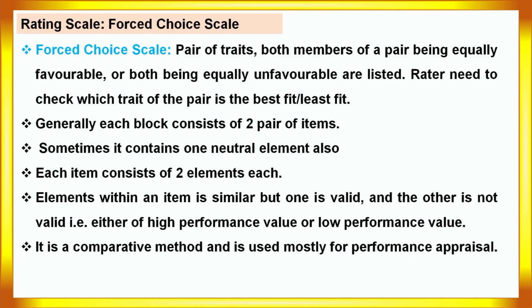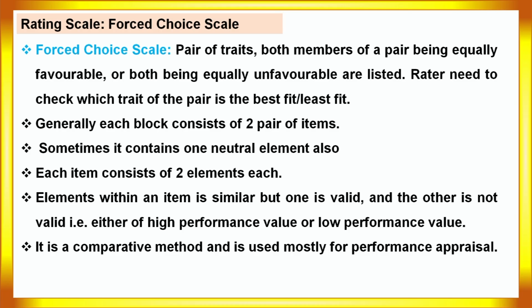That means for measuring each trait, or each statement, there used to be 2 pairs of items. One pair contains the favorable item, another pair contains the unfavorable item. Each member of the item is generally called an element. It is not always required that you use only the 2-pair structure. You can add another element which may be neutral.